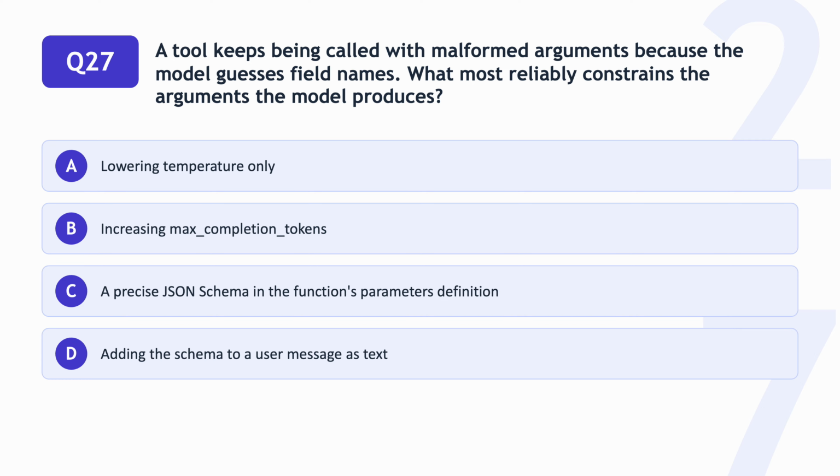Question. A tool keeps being called with malformed arguments because the model guesses field names. What most reliably constrains the arguments the model produces? A. Lowering temperature only. B. Increasing max completion tokens. C. A precise JSON schema in the function's parameters definition. D. Adding the schema to a user message as text. Pause the video if you don't want the answer yet.